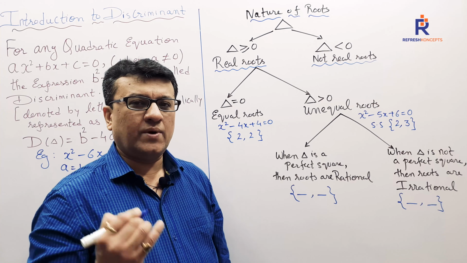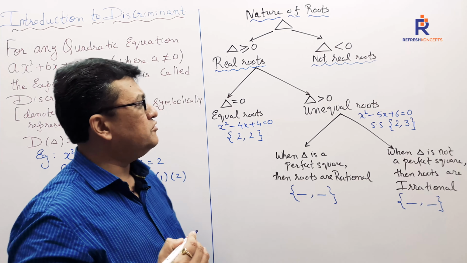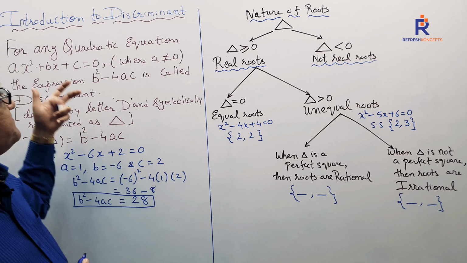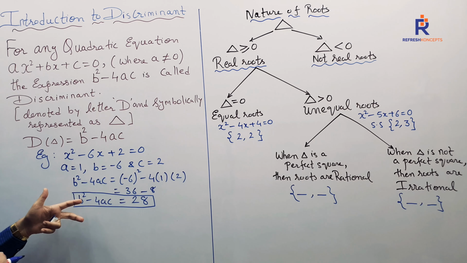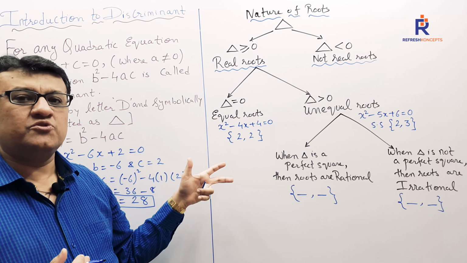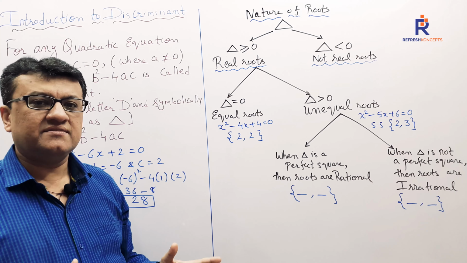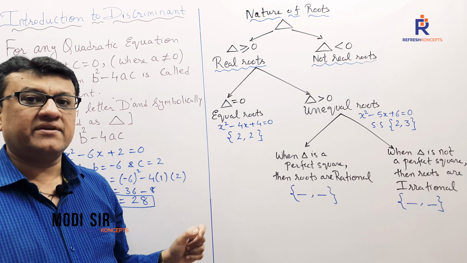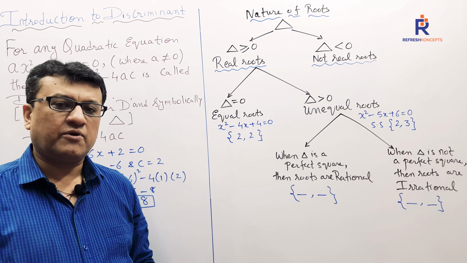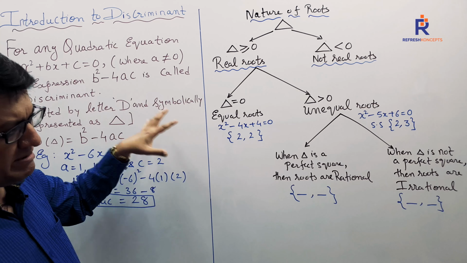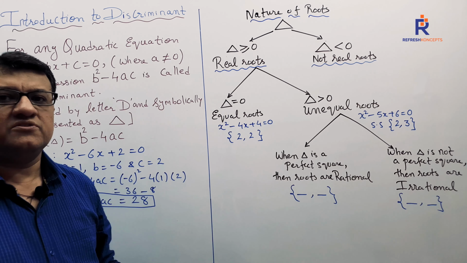So children, while solving a particular sum, if I know this particular thing very well, the nature of roots, the discriminant, what exactly the discriminant is, I'll get to know what kind of answer I'm going to get. This is going to help you a lot in cross-checking whether I'm going in the right direction or not. I want my children to have a complete glance at this, understand it, and only then proceed further to my further videos.